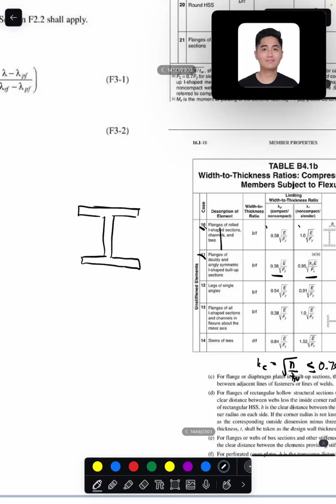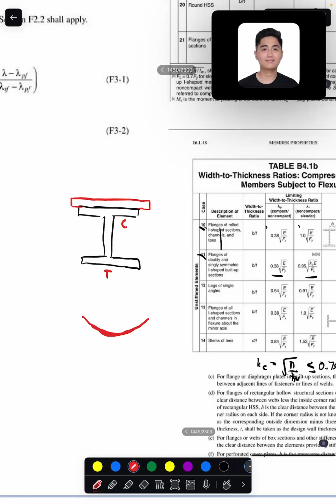Tapos sabi ng engineer, okay, built-up. For example, itong na-built-up na cross-section ko ay pala slender or non-compact. Anong gagawin ko? Naglalagay sila ng tinatawag na stiffeners dito. Kung positive yung moment, take note, ang mangyayari is this one is under compression, this is under tension.